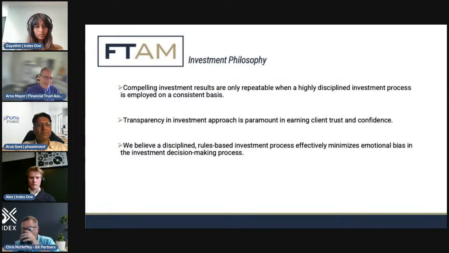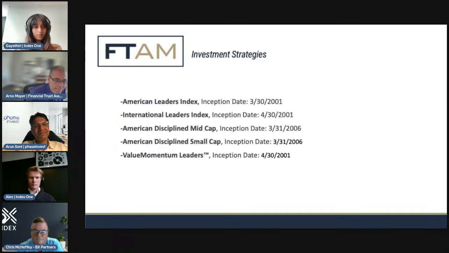Historically, some quantitative managers have been criticized for the black box approach to quantitative management. We're not. We're more open in talking about the direct factors that we're using. And we really believe a disciplined, rule-based investment approach minimizes the emotional bias that's prevalent in all investors, including investment professionals' decision-making process. G, if you could turn the slide, please.